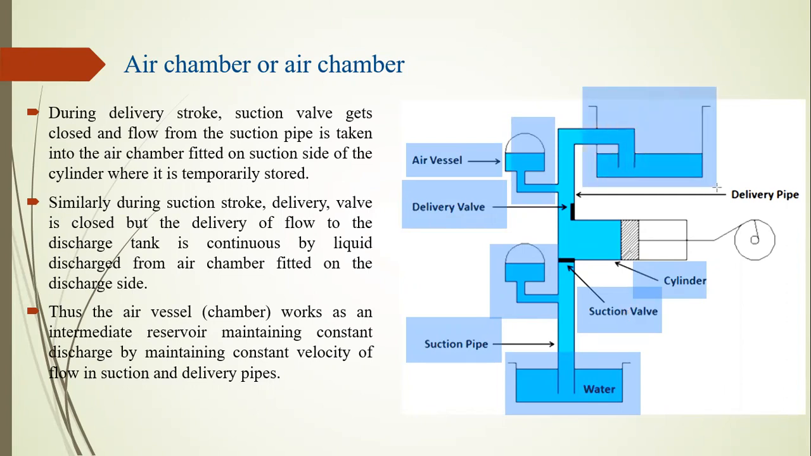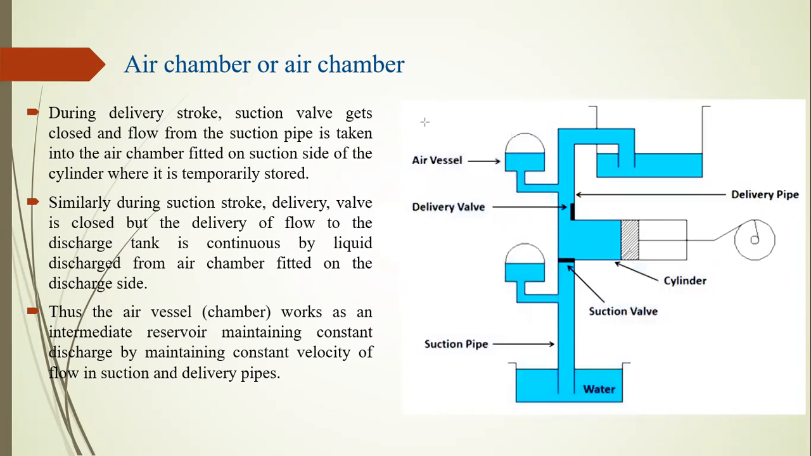This portion is known as the delivery tank or overhead tank. This portion is called the delivery pipe and here is the suction pipe. The rotary motion given to the piston cylinder arrangement is converted into reciprocating motion. Now we start the working of the air chamber pump.